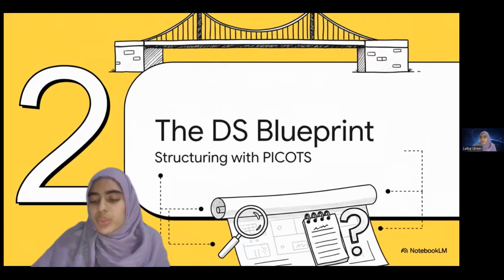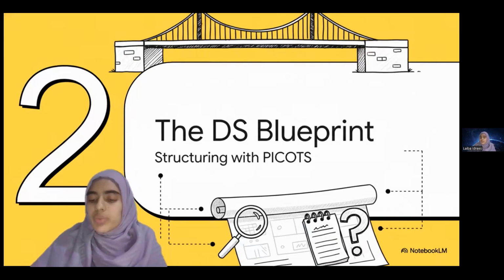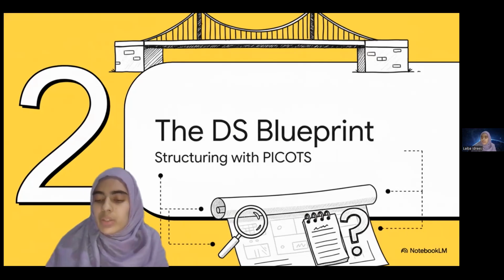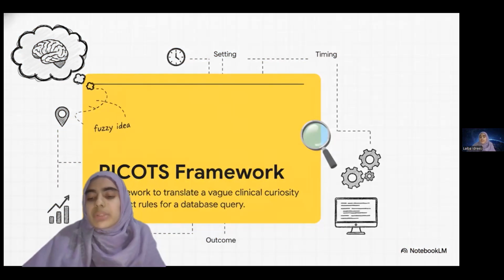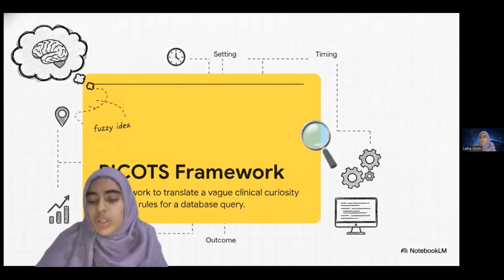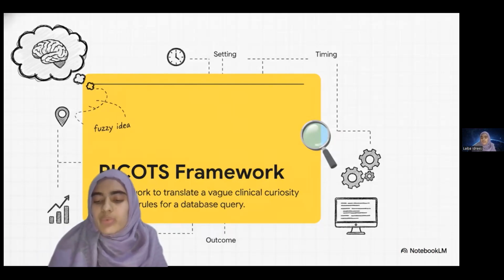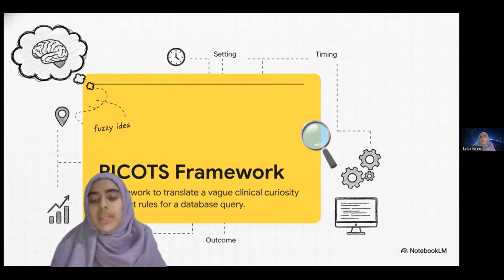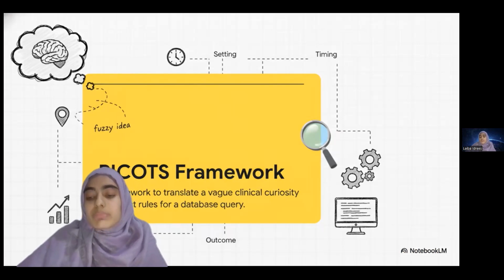To build that bridge, we use a tool called PICOTS. You may have seen this used in clinical research to structure trials, but in this course, we use PICOTS as the blueprint for querying the database. Think of this as your checklist. If you cannot fill out these 6 boxes, you are not ready to write code. PICOTS stands for P for population, I for intervention, C for comparators, O for outcomes, T for timing, and S for settings. It is a framework that forces us to be specific.